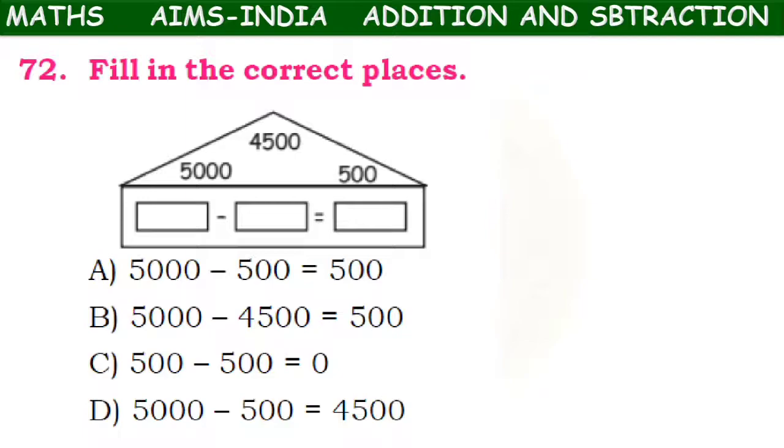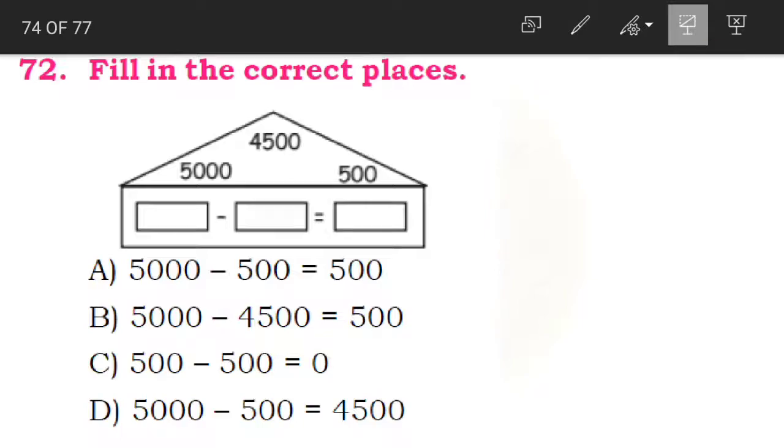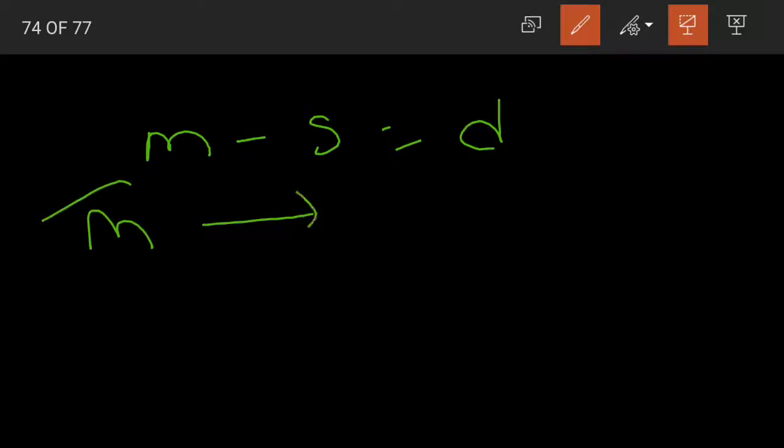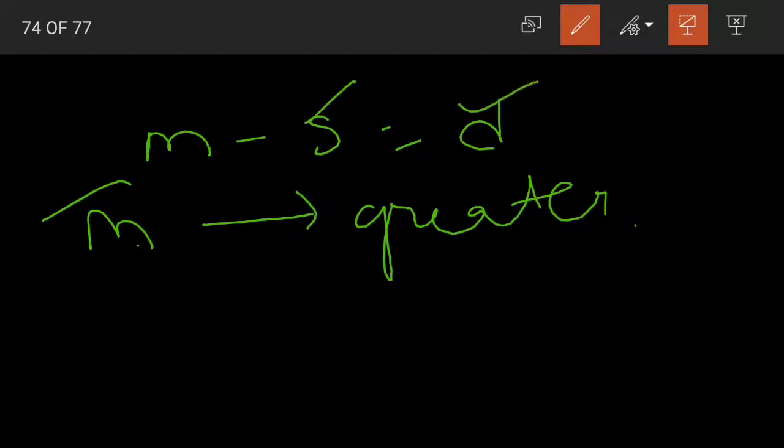Now coming to question number 72. Fill in the correct places. We have 3 numbers here. We need to find out which is the minuend, which is the subtrahend and which is the difference. Now if you remember the rules about subtraction, children, let me take green color. Minuend minus subtrahend is equal to difference. Minuend is always the greater number. Minuend is greater than both subtrahend and the difference.